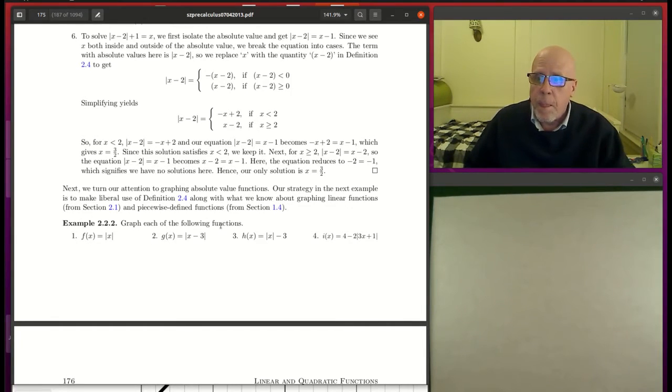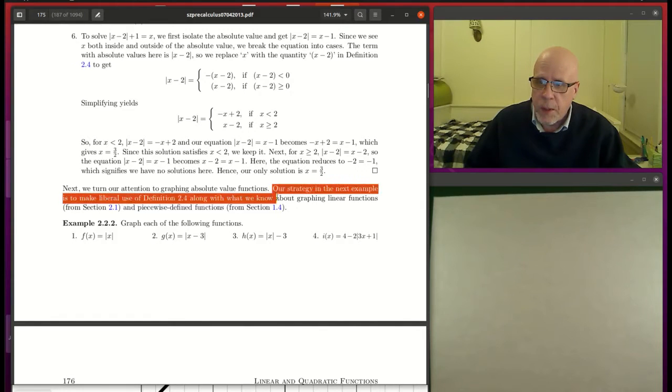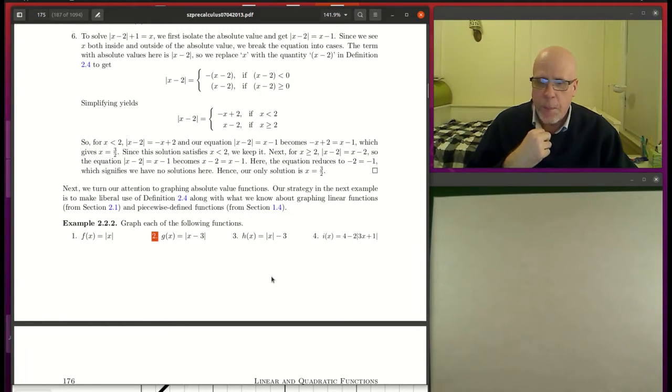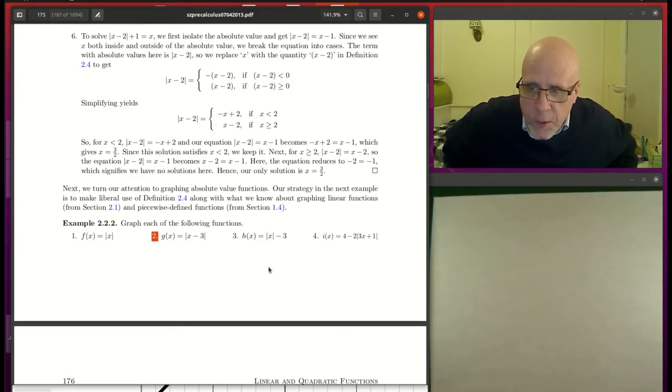So let me just read to you what it says in the paragraph before. The strategy for graphing that they're going to use at this point, at least, is just use the definition a lot, and also use what we know about graphing linear functions. That's fine, and piecewise defined functions. Both things that, linear functions, I think everybody knows from before this class, and piecewise defined functions we did back in chapter 1. All right, so I'm going to concentrate on number 2 in here. The function g of x is absolute value of x minus 3.